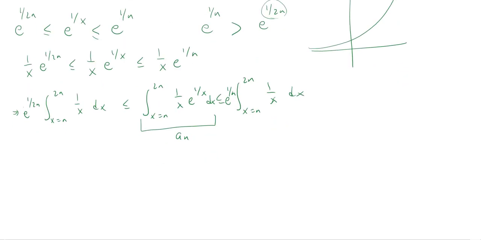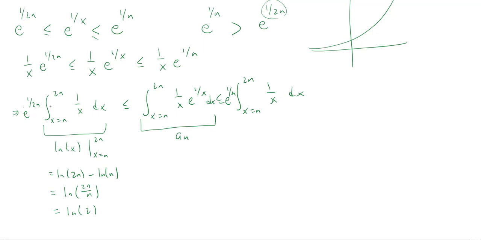So let's try to compute these. Well, this is actually the same on both sides, so we just compute it once. This is going to be ln of, we'd normally say the absolute value of x, but since everything is positive here, this is just ln of x, evaluated between n and 2n, which is ln of 2n minus ln of n. But now we can use a log property. This is ln of 2n over n, right? The difference of logs is the log of a quotient. And this is just ln of 2.